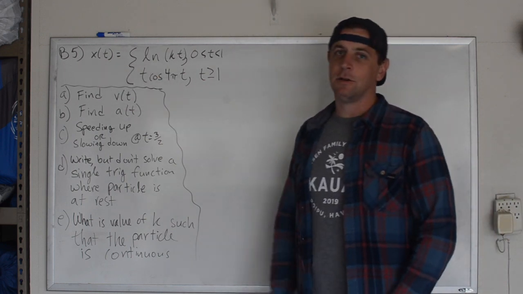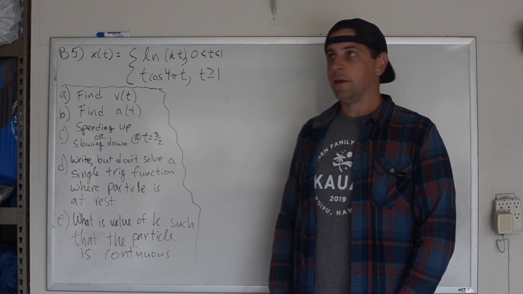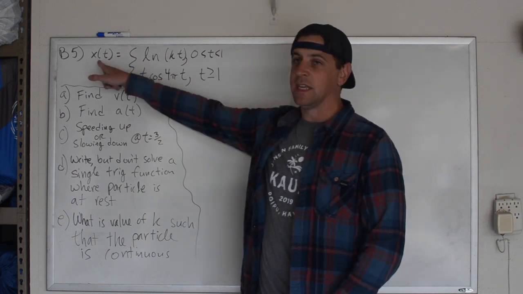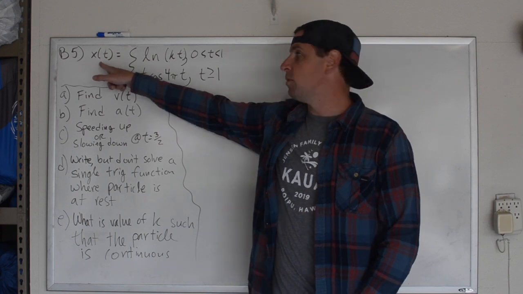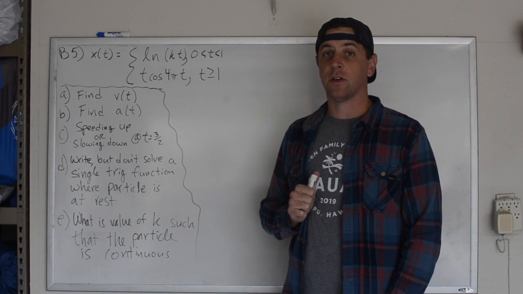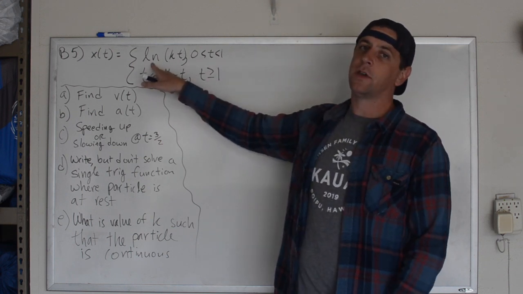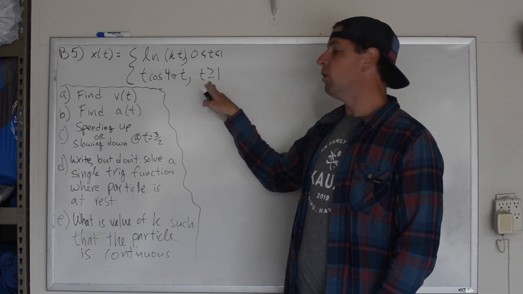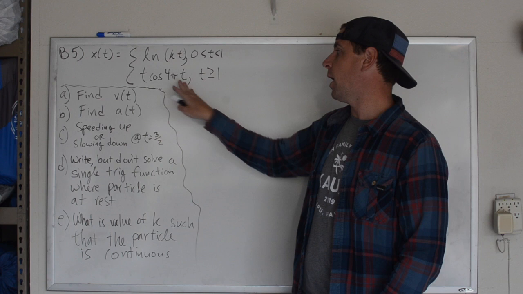Today, here we go. We're getting into particle motion, or straight line motion. So we have this x of t, which is giving our position of the particle at any given time. We can determine the position of the particle using this piecewise function. When t is between 0 and 1, we're using natural log of kt, or if t is greater than or equal to 1, we're using this one, t times cosine of 4 pi t.